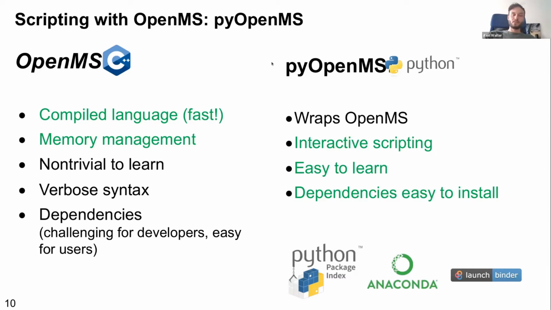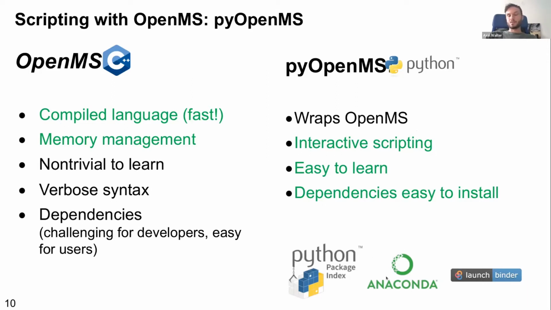Python, on the other hand, many experimental biologists know some kind of Python, or it's easy to learn at least. Maybe for some statistical analysis, or you have plotted some graphs with Python already. So the barrier of entry is generally quite low. And also the interactive scripting capabilities with, for example, Jupyter notebooks are great. Yeah, and this pyOpenMS basically wraps all the OpenMS algorithms for you to use. Dependencies are also easy to install via the Python package index, via pip.